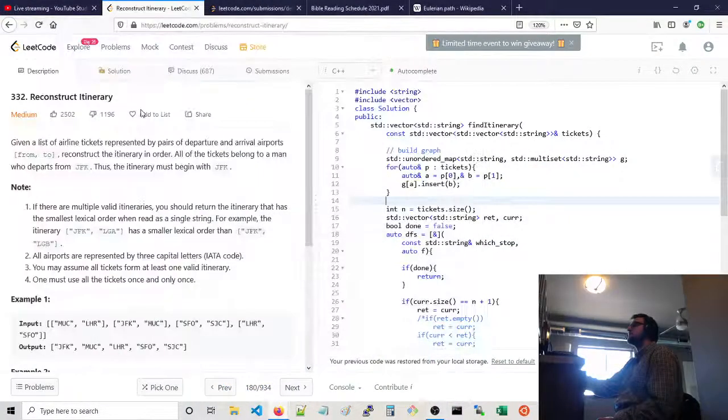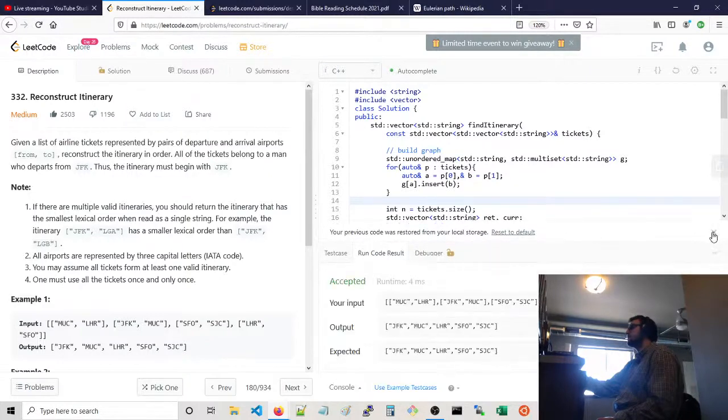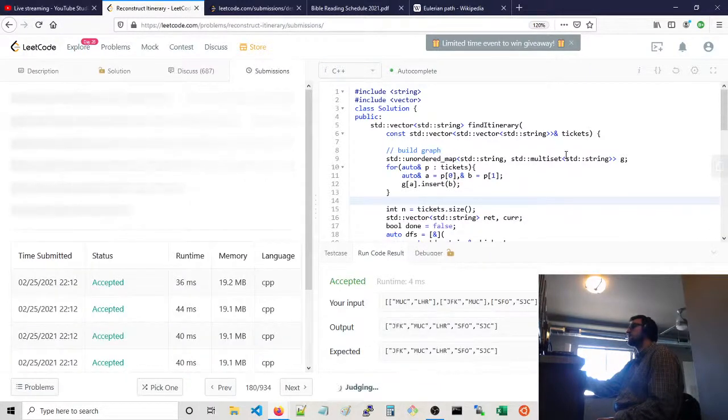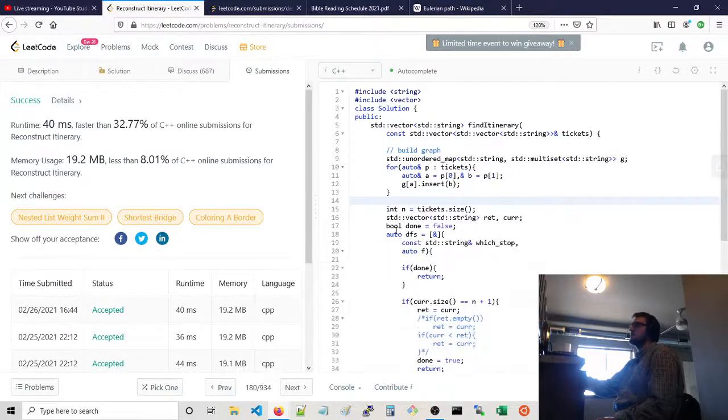So here we are. This is Reconstruct Itinerary, part 3, number 332, medium on LeetCode. I'll give it a plus because I'm grateful that I got to see this problem. We have a solution. I believe it's correct, and it's kind of slow. It uses a bit of memory. I don't really know what a better solution would look like, so I'm going to go learn from some other people here today. Let me read the problem.